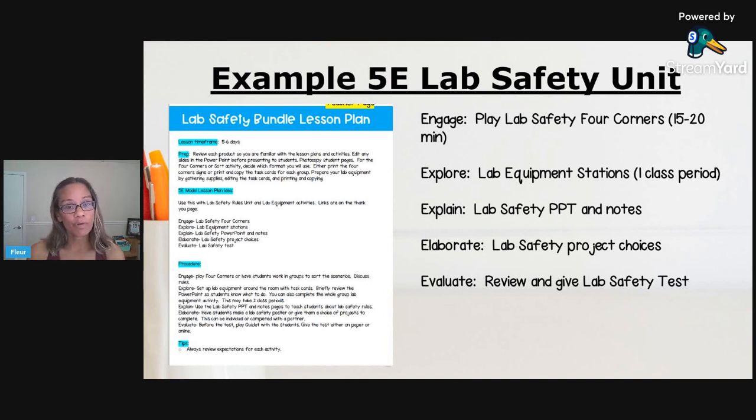Explain, I will go over the lab safety PowerPoint and have them take their notes, and go over their lab safety contract. Elaborate, give them their projects to complete. For my grade level classes, I usually have them do the poster. I might give them a different choice this year just because they do love choice. My GATE classes get to choose from any of the projects. And evaluate, I like to review before I give them a test. So we review and then I'll give them the lab safety test.